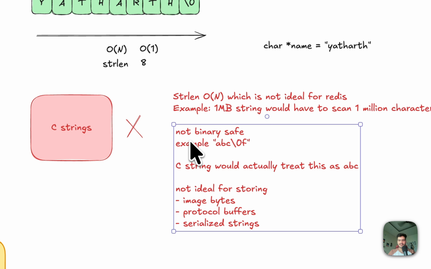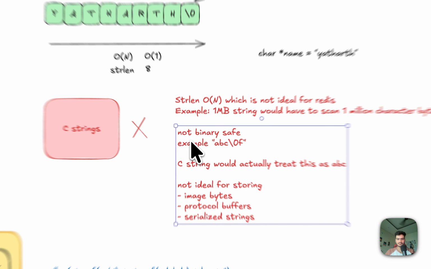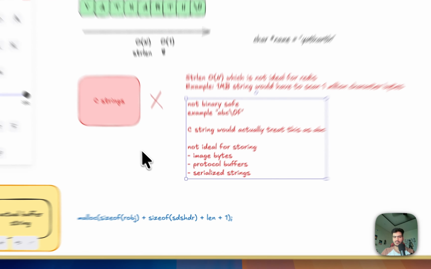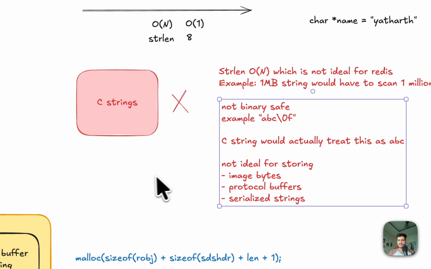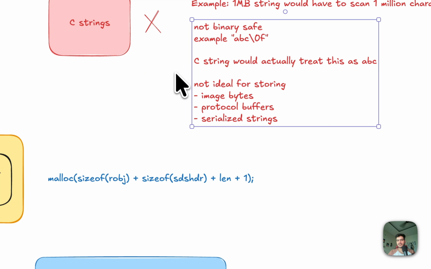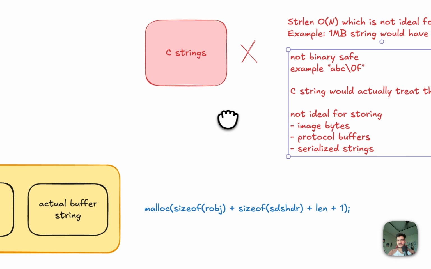The second limitation is that it's not binary safe at all, right? Let's assume you're storing a null byte in your string in between. Because of this, C would actually treat this as ABC only. It would not count F as a character in this, right? So it's not ideal for storing image bytes, protocol buffers, serialized strings, right? So it's not binary safe. These are the two limitations of C strings. There are other limitations as well, but these are the most significant ones.